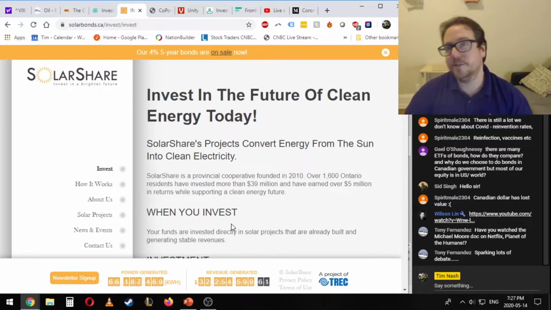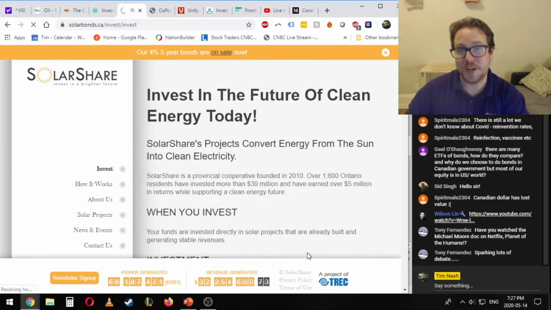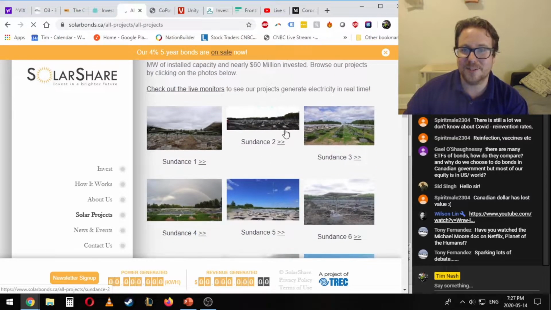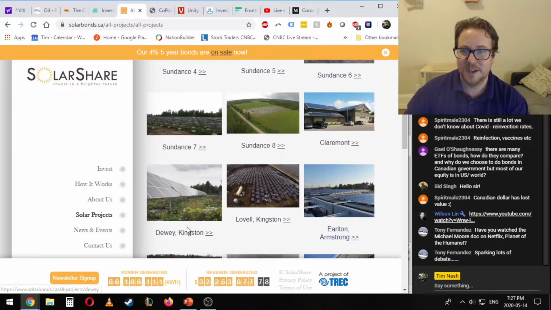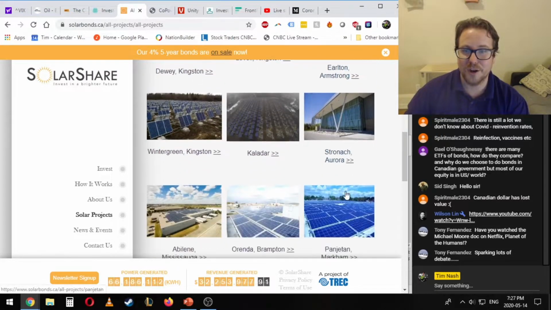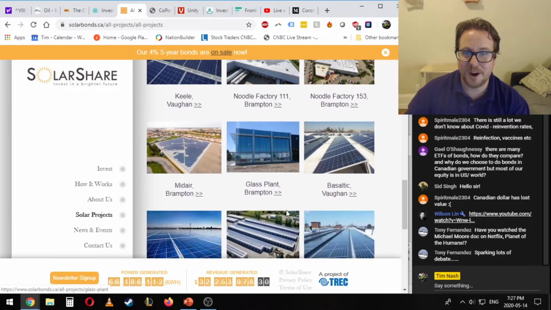And so this is the one that I'm most familiar with because they are here in Toronto and I do own a SolarShare bond. The way they work is they own all these different solar projects all over the province. You can see these are like Sundance. These are fields of solar projects in Kingston, Armstrong, Aurora, Ontario, Kingston, Mississauga, Brampton, Markham, Brampton, Vaughan, right?